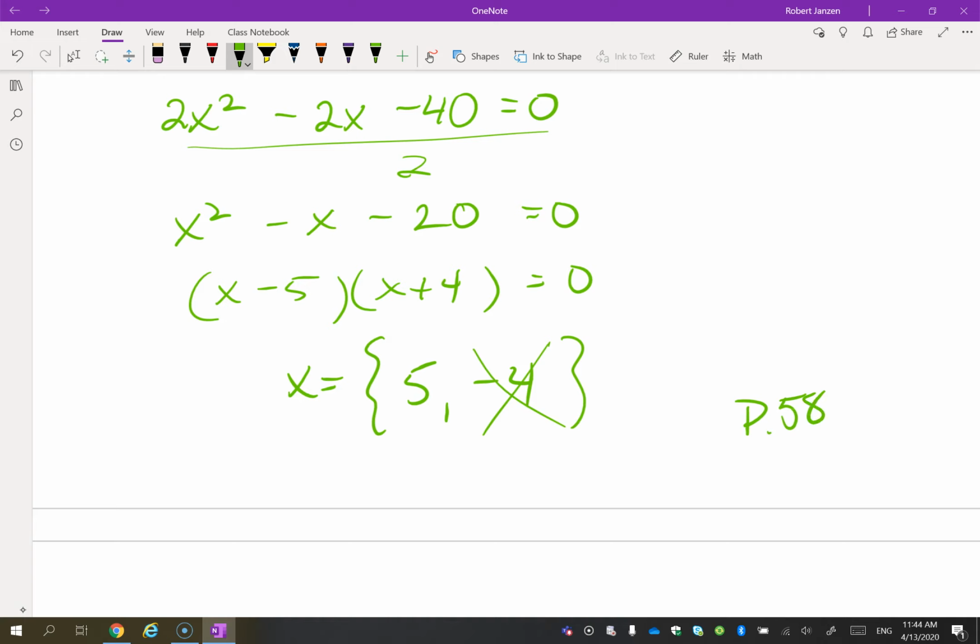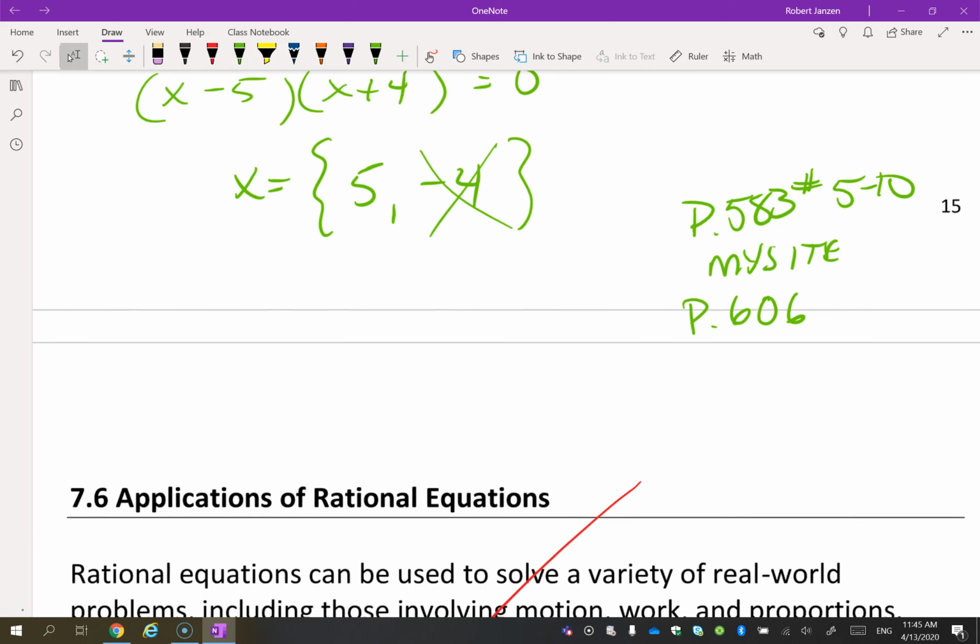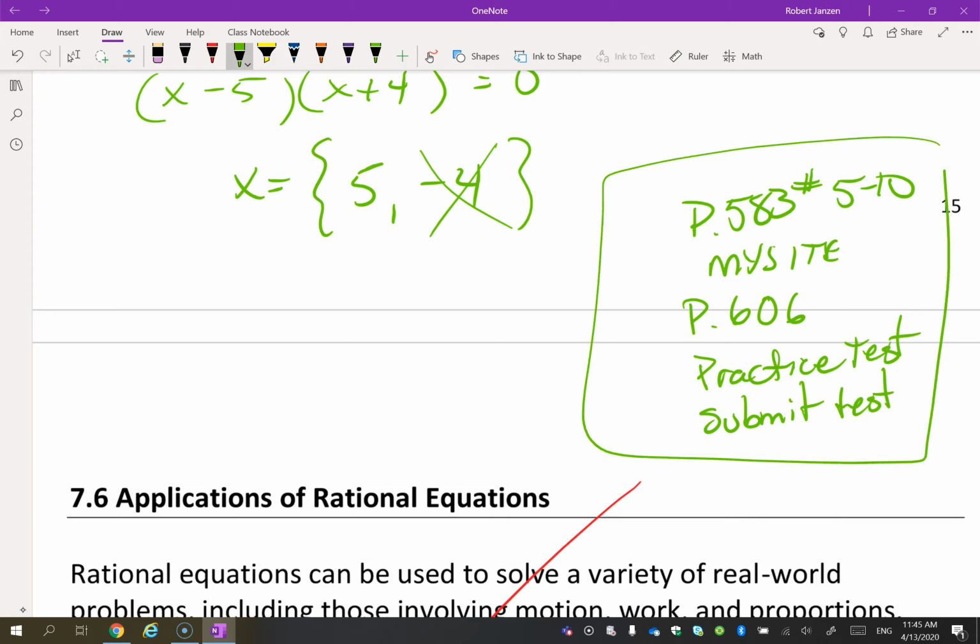So, time for some homework. There's also stuff on the My site. Okay, there's also a review on page 606. And then you can do the practice test. And then you can submit a test to me. Remember, there are no word problems, so even if there's a word problem on the test, don't worry about the word problems. Okay, that's the end of Unit 7.